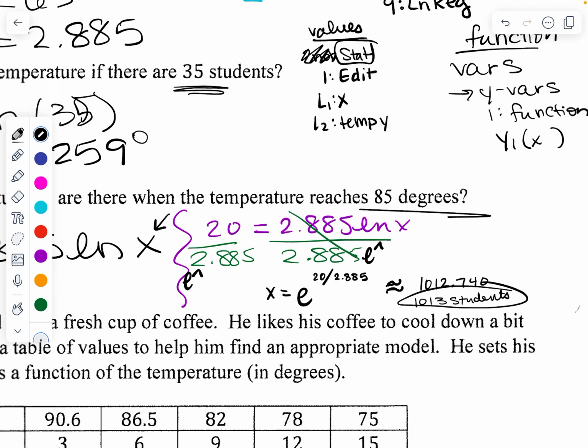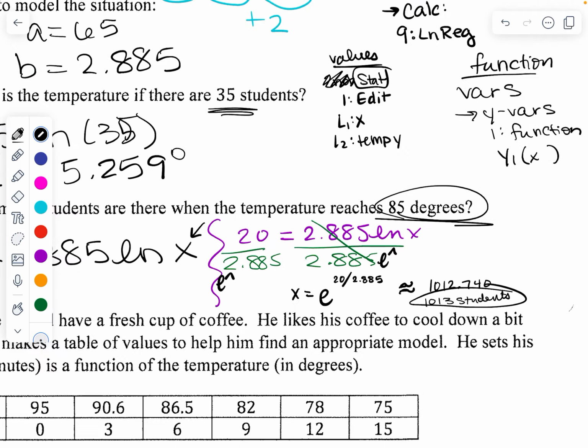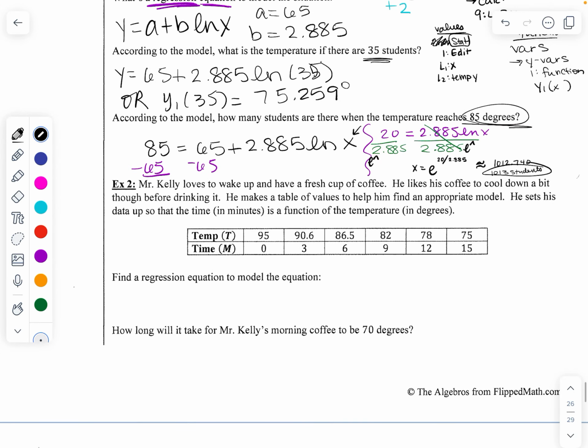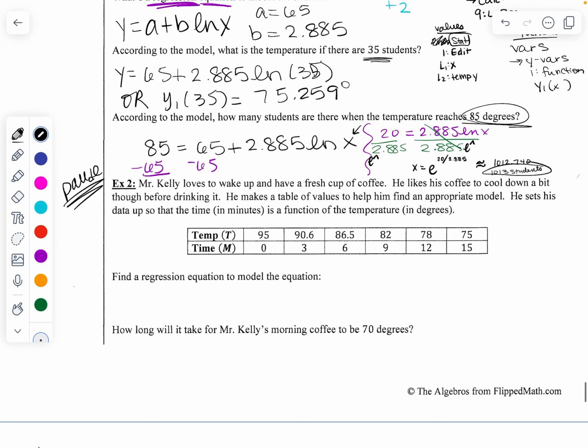All right, example number 2. I want you to pause and try this one on your own using that last example as your guide. I want you to try this with your calculator. Using your calculator and being comfortable with it is critical for this section. So go ahead and hit pause and work through it. All right, welcome back. Let's check to see if you got this correct.